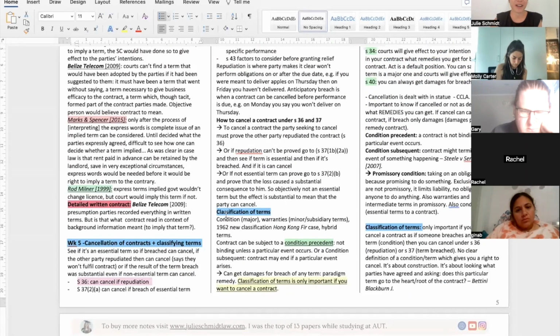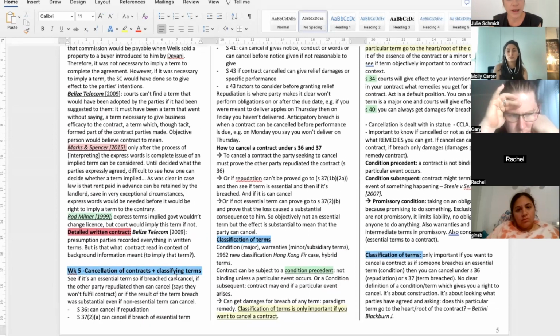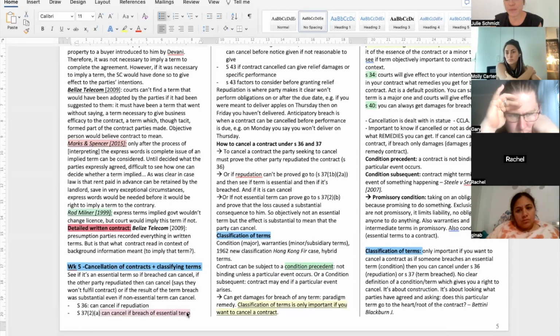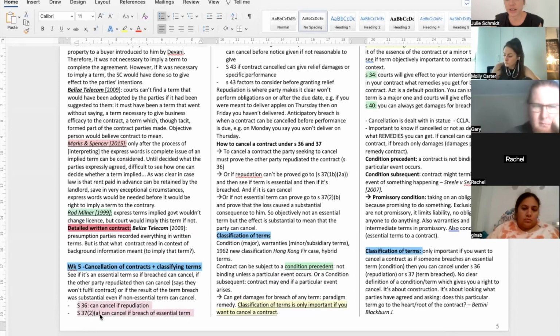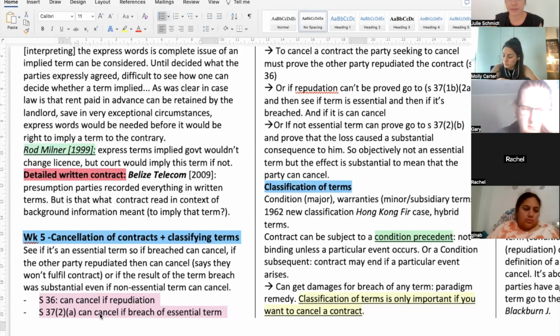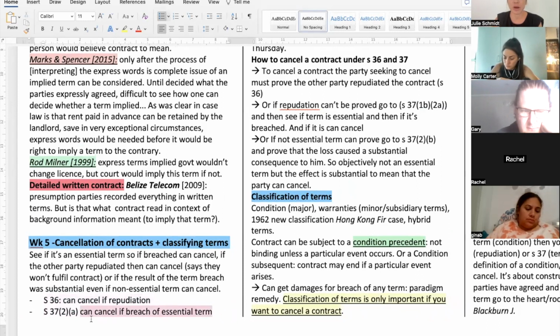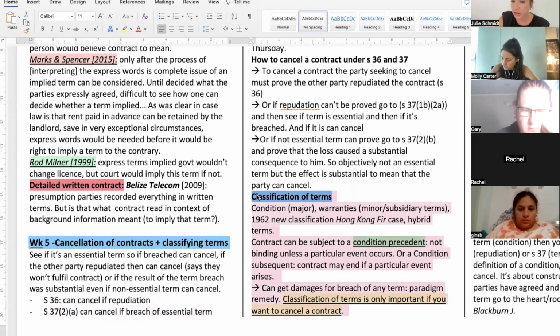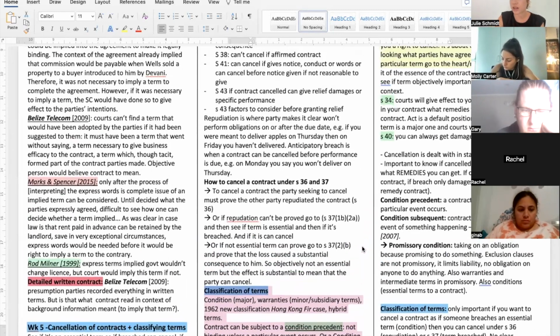Yeah, so that's a remedy. If someone repudiates the contract, you can cancel it. Or if an essential term has been breached. So an essential term of the contract. And that's where you've got a learned classification of terms, like what is essential to the contract and what is not.